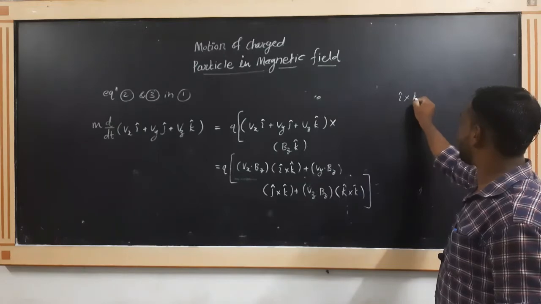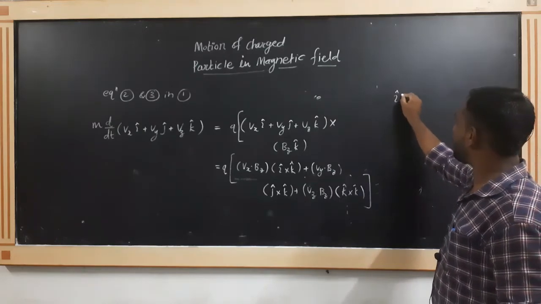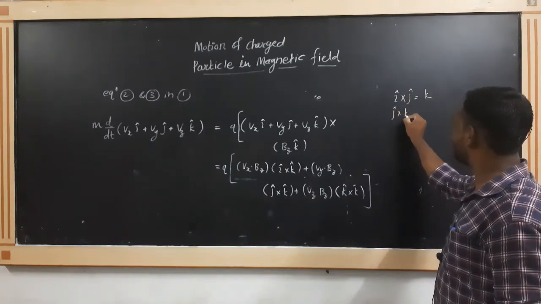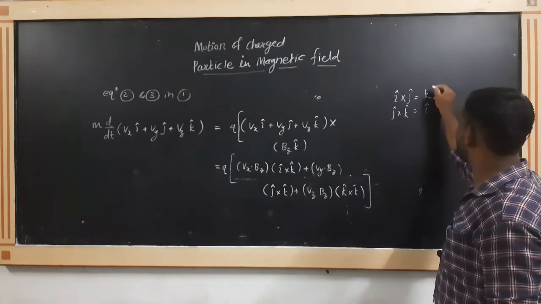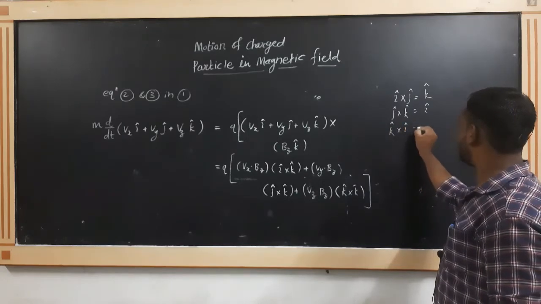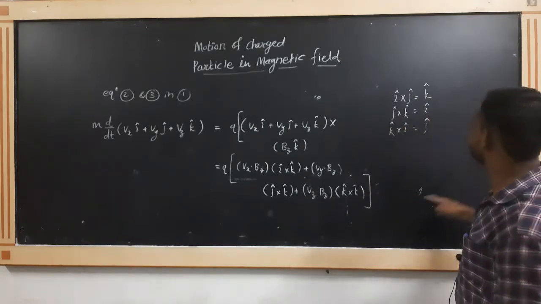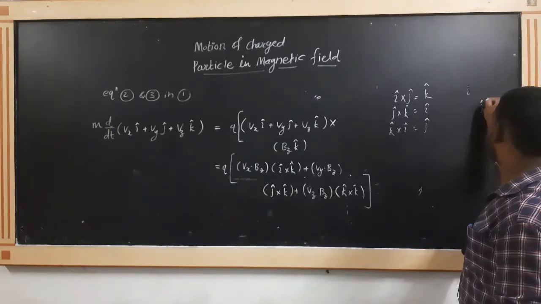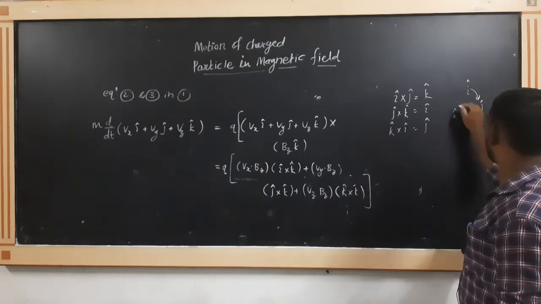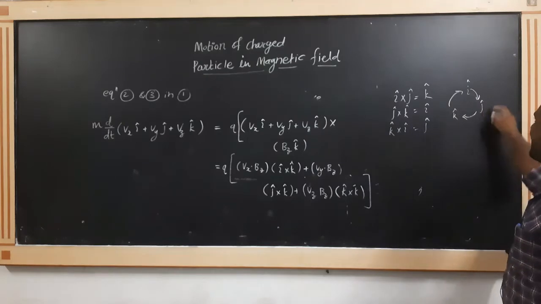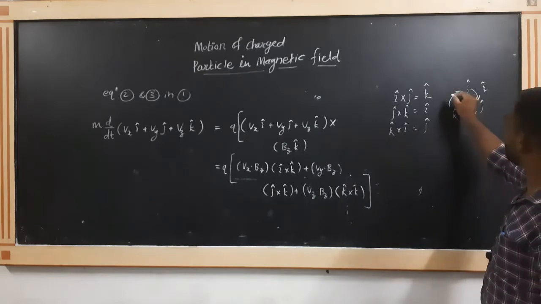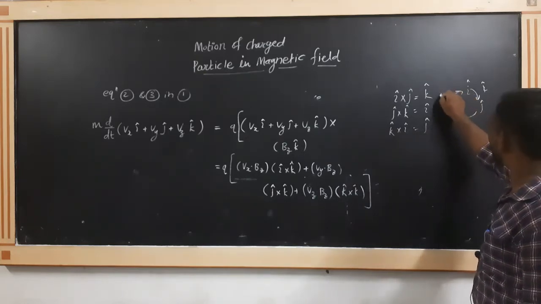I cross j is equal to k, j cross k is equal to I, and k cross I is equal to j. So in the sequence I, j and k: I cross j gives k, j cross k gives I, and k cross I again gives j.